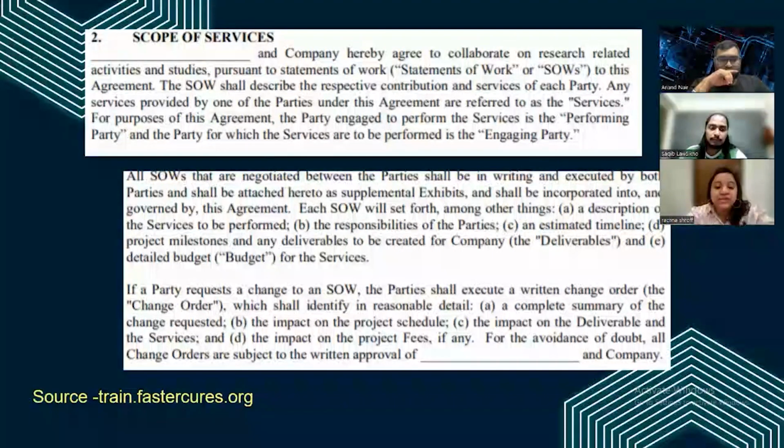Each SOW will set forth, amongst other things, what is the main constituent of an SOW: a description of the service, responsibility of the parties, estimated timelines, that is your milestones and your timelines, project milestones, deliverables, and detailed budget for the service, that is the payment or the money that would be involved.